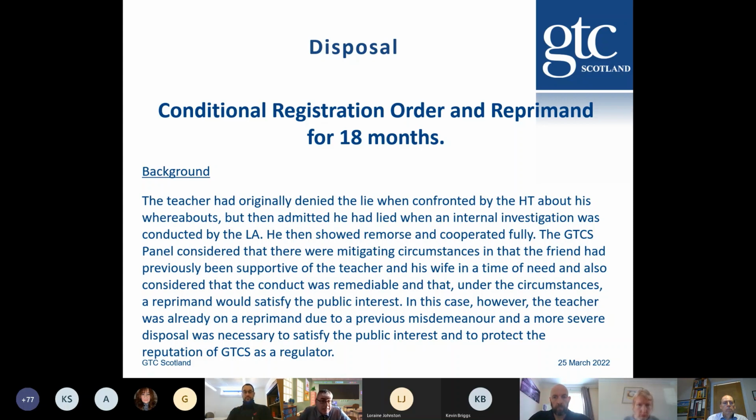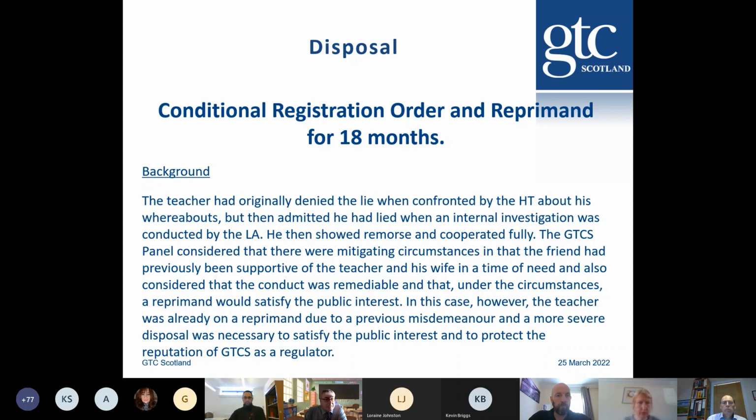The teacher had originally denied the lie when confronted by the head teacher about his whereabouts, but then admitted he had lied when an internal investigation was conducted by the local authority, then showed remorse and cooperated fully. Showing genuine remorse, cooperating fully, demonstrating insight and reflection into what you have done wrong, as I've already mentioned, are key considerations in any case. And we've seen that from the earlier slides. They're important elements of remediation and of demonstrating to a panel that the likelihood of harm moving forward is low. It can be about learning from situations, but that learning has to be genuine so that there is a low risk of harm moving forward. And that was the case in this case.